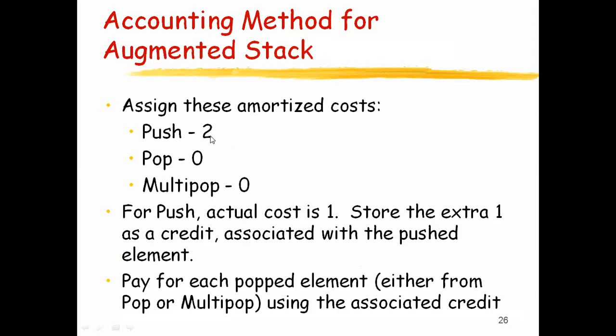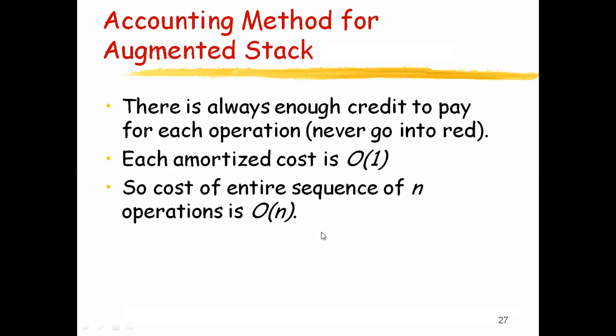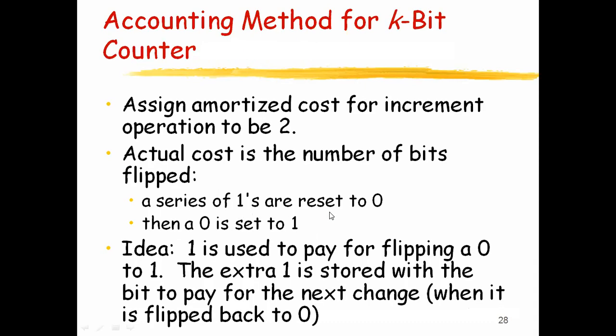I already told you: push 2, pop 0, multipop 0. For push the actual cost is 1. We take an extra credit of 1, that is the up and down charge. We take it as extra credit. Then the complexity is big O of 1, and for the entire sequence it is big O of n.